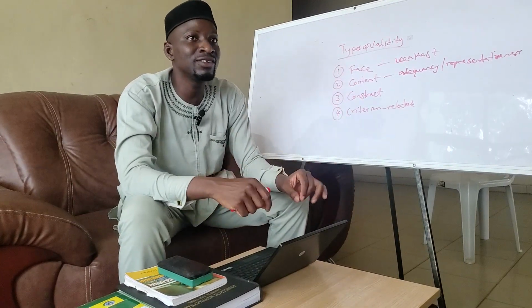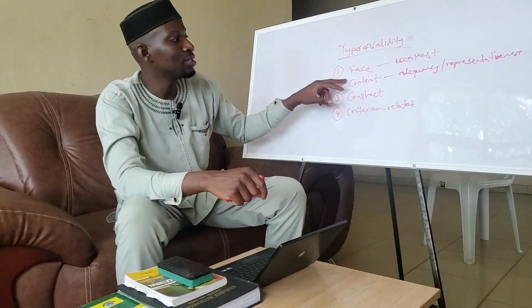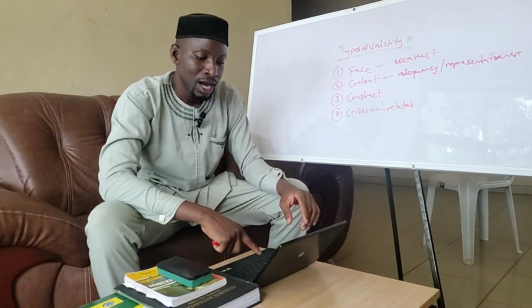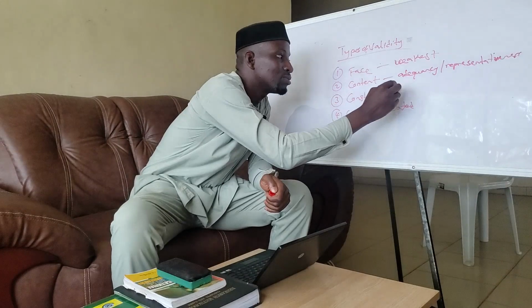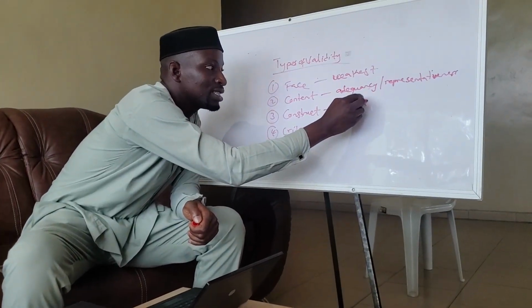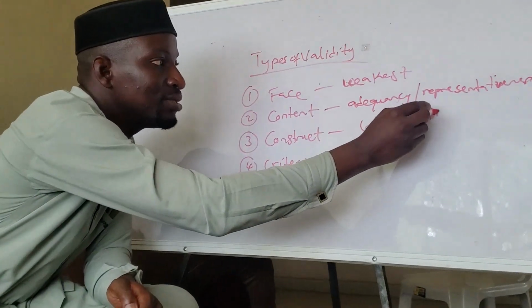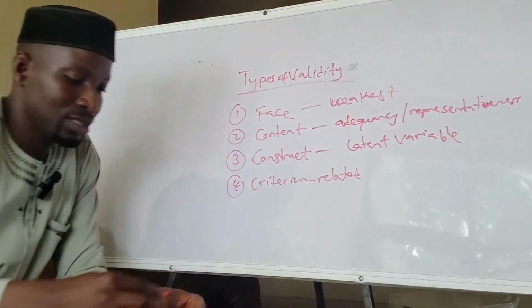That person is not really a failure. It is the test that has failed to be content valid. More importantly, the construct validity. This is the latent variable of interest.